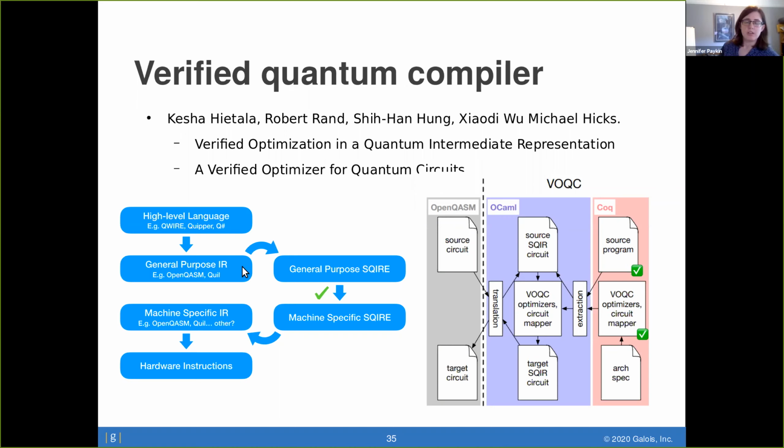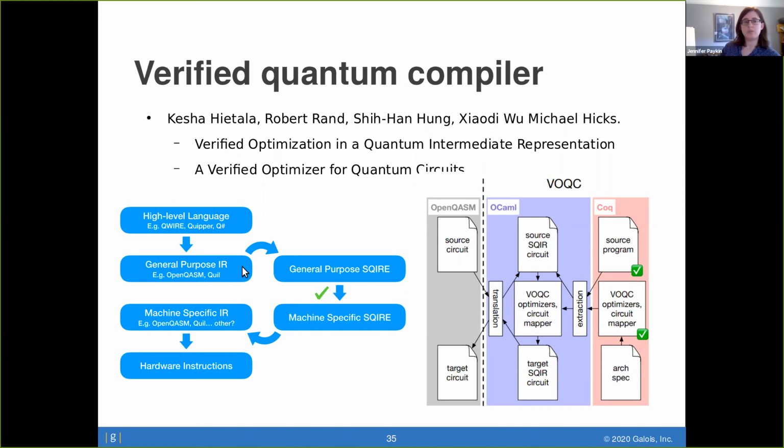And so the idea there is to use formal verification in a system that builds on top of QWIRE, essentially, to verify optimizations and compiler passes. So on the left-hand side here, we can see a map for starting with a high-level language like QWIRE, Q#, etc.